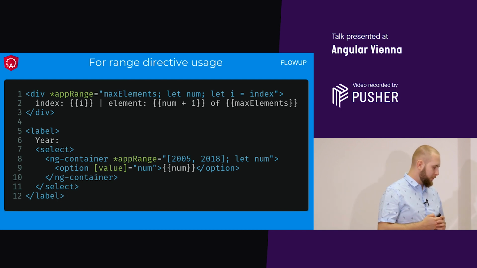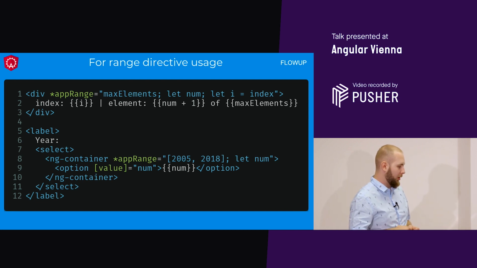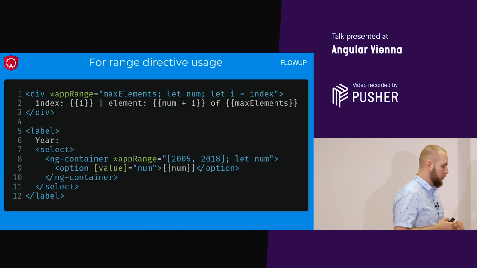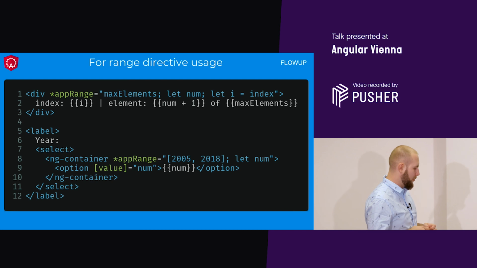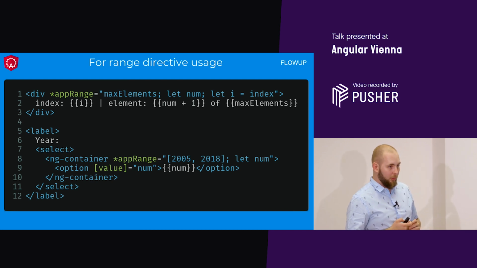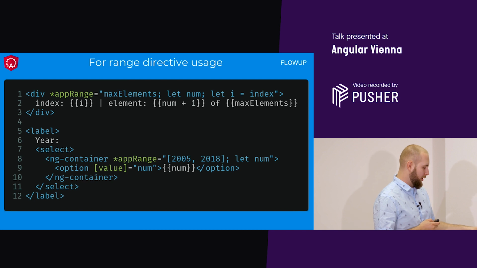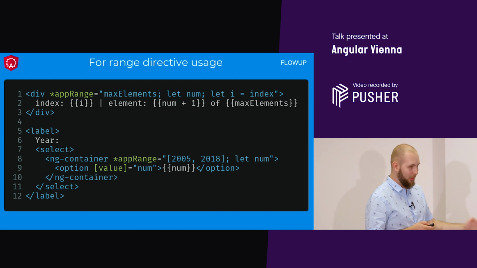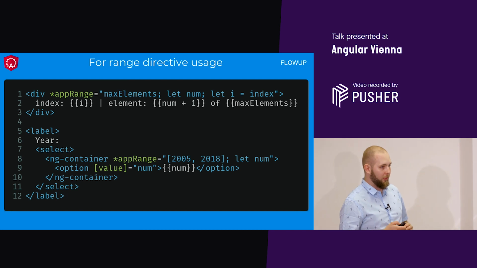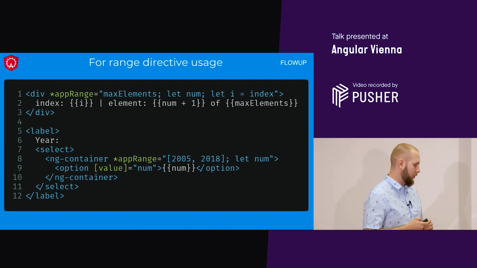So there's upRange. You are putting there a max elements variable. Imagine in the component max elements is 7, for example. So you are declaring let number. So you have the current number and you also have the current index. Because in this example, the index is not the same as the number, because number will be 7, index will be 0, and you will display 7 items thanks to upRange.